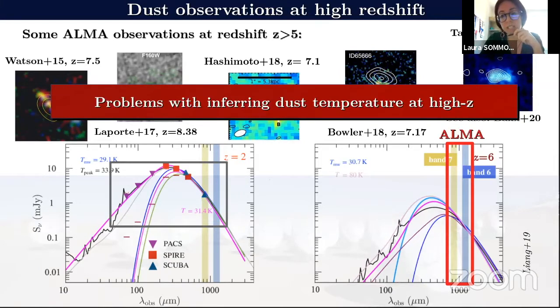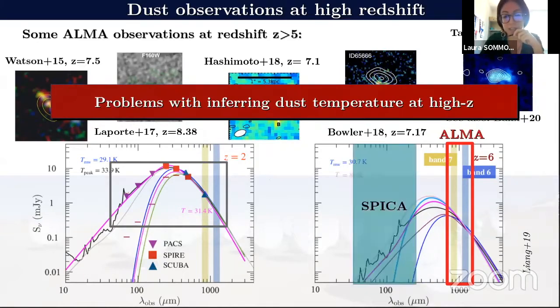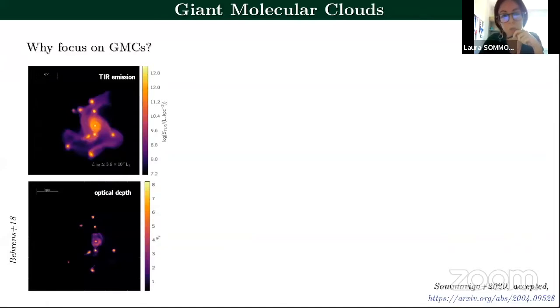What is done instead is to generally assume the dust temperature, meaning that all the other derived properties of the galaxy are heavily dependent on this difficultly testable assumption. In this sense, SPICA might help us in the following years. This is a proposed new instrument at ESA, and it will have some mid-infrared windows for these high redshift sources. Let me now move to the theoretical part of the talk.